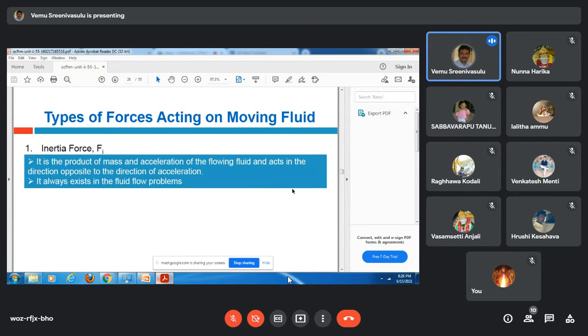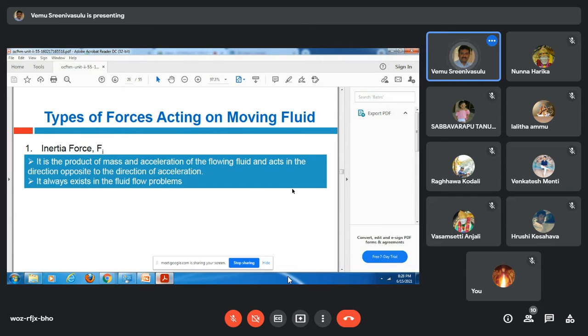The types of forces acting on a moving fluid: we have inertia force. What is the inertia force? Mass into acceleration. It is the product of mass and acceleration of the fluid flow and acts in the direction opposite to the direction of the acceleration.